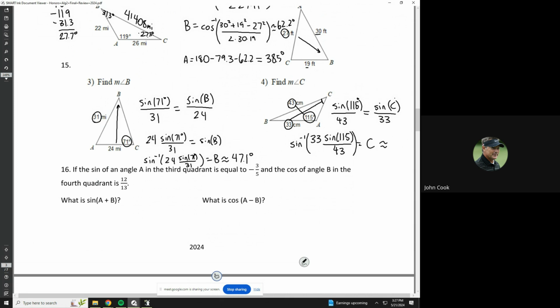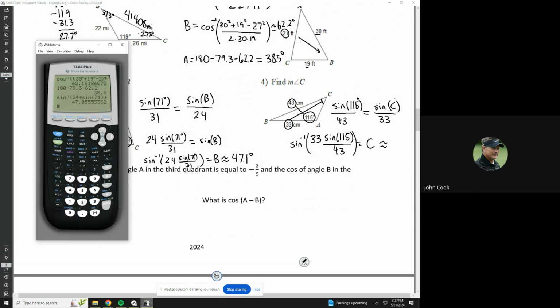So let's see what that simplifies to, or is approximately equal to. So we do sine inverse of 33 times the sine of 115 divided by 43. And that's what I get, 44.1 degrees. That should be it for that one.